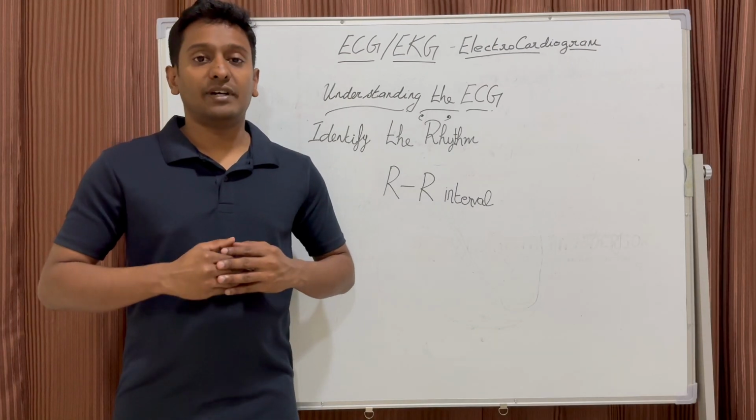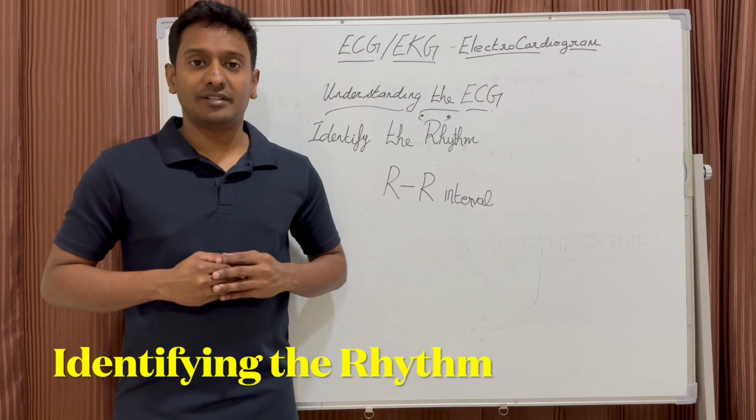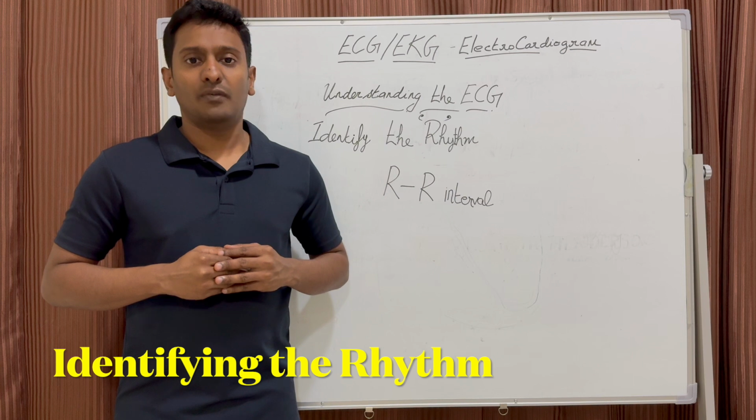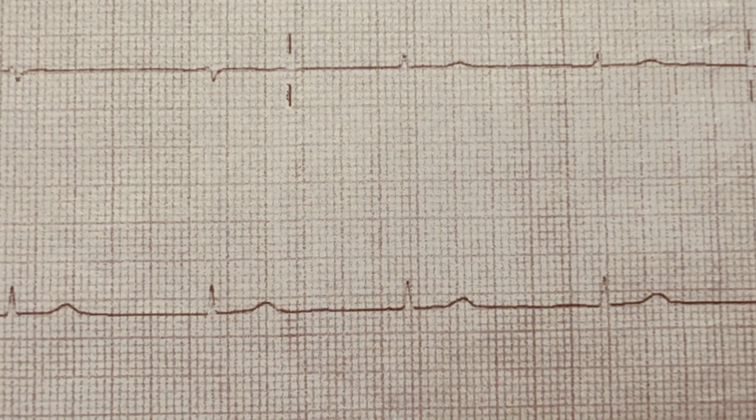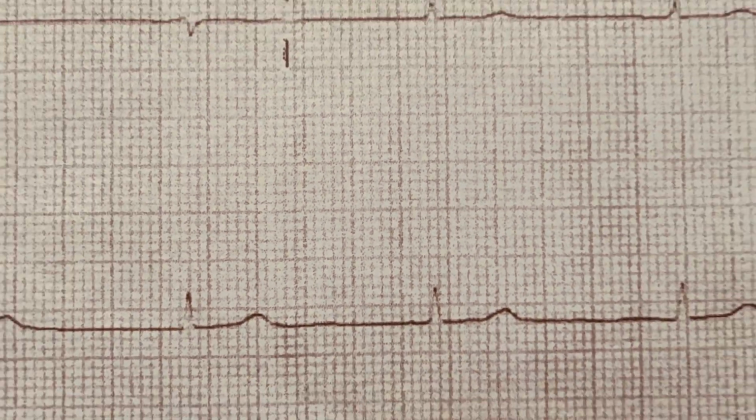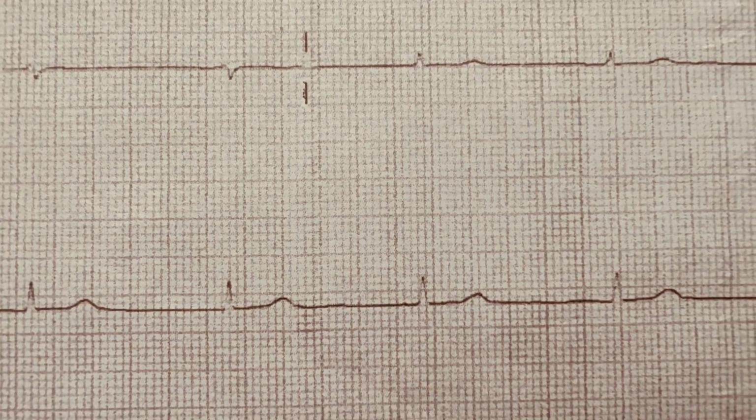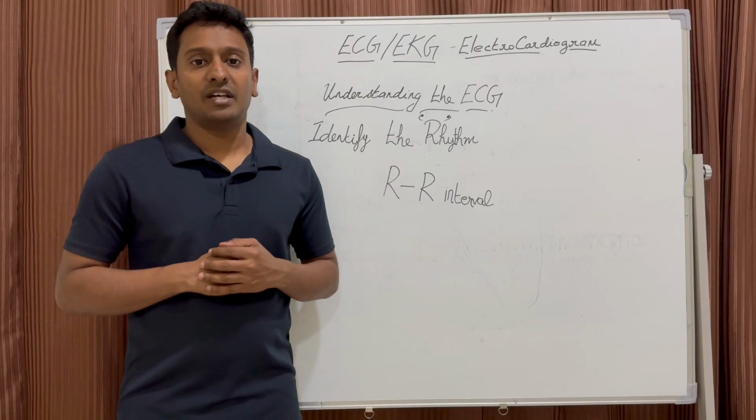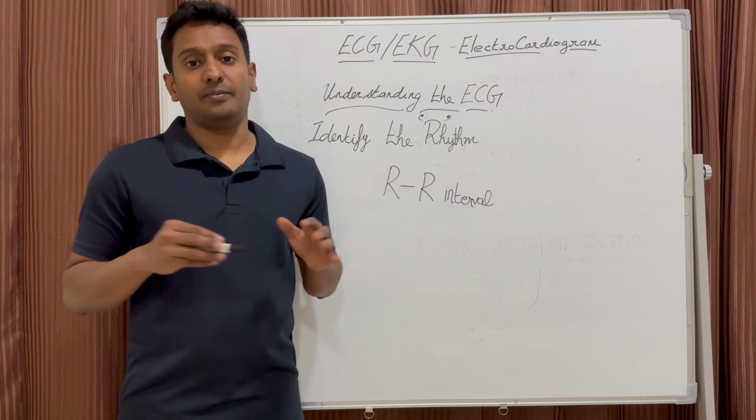Next is identifying the rhythm. For that, we have to measure the RR intervals. For this, we can use 2 methods. The first method, we have to count the small boxes in between the RR intervals. For that, we have to take 2 to 3 RR intervals and count the small boxes. If it remains the same, it is a regular rhythm.